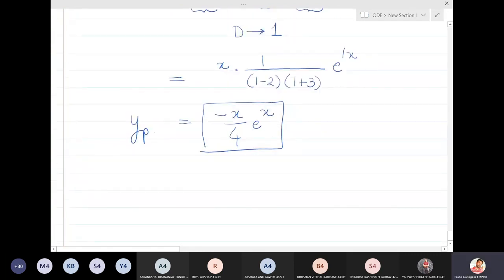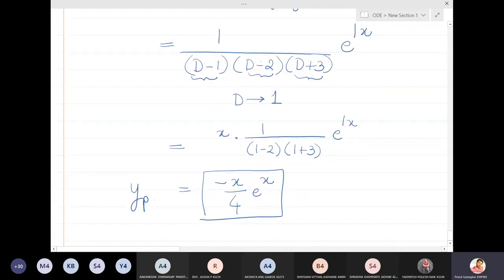Let me do one more sum for the failure case. Sometimes it may happen that the failure case factor, the one which is giving you zero in the denominator, may come more than once. More than once means, I mean to say that D minus 1 is coming only once. What will happen if this was D minus 1 square? Then life is not so easy.